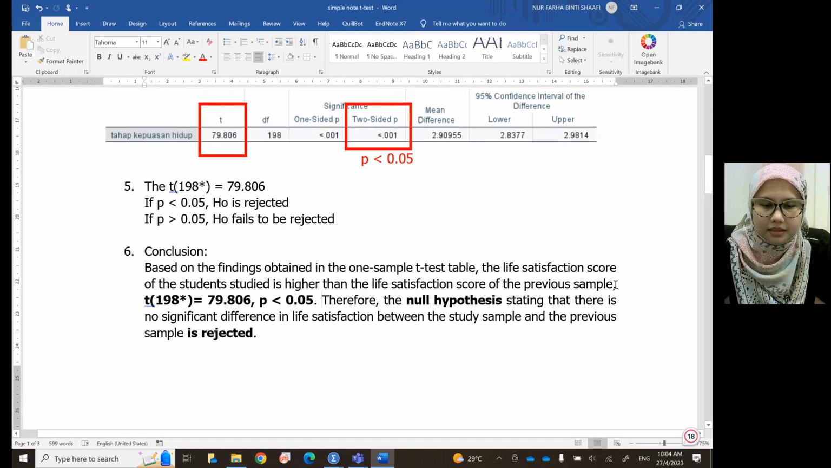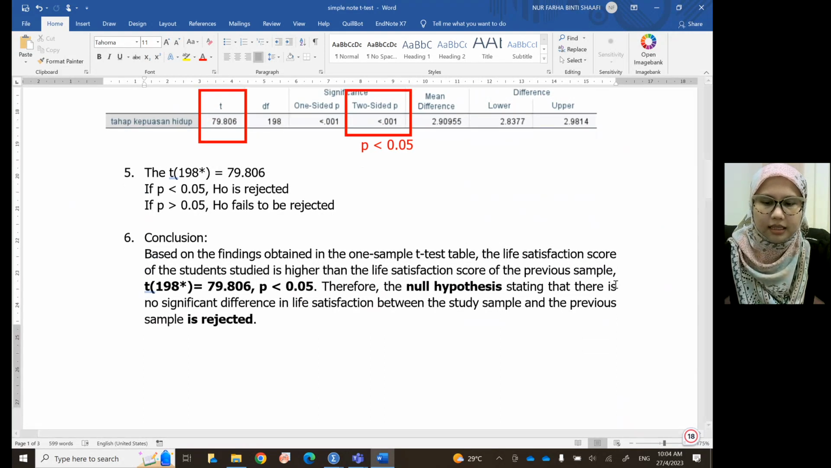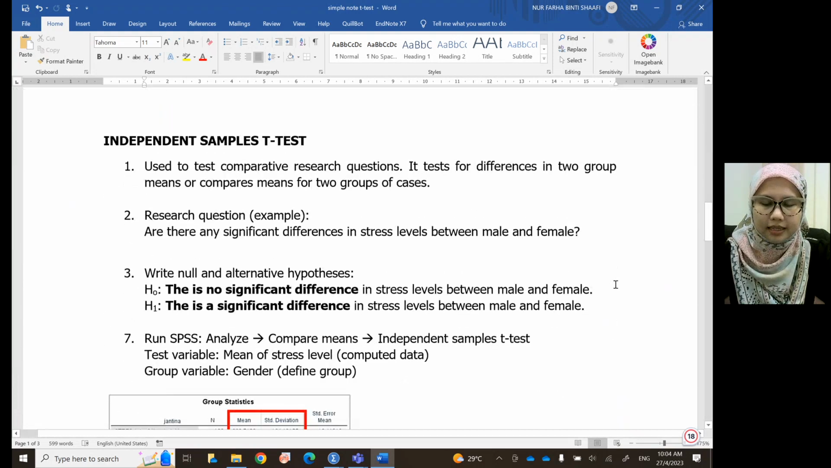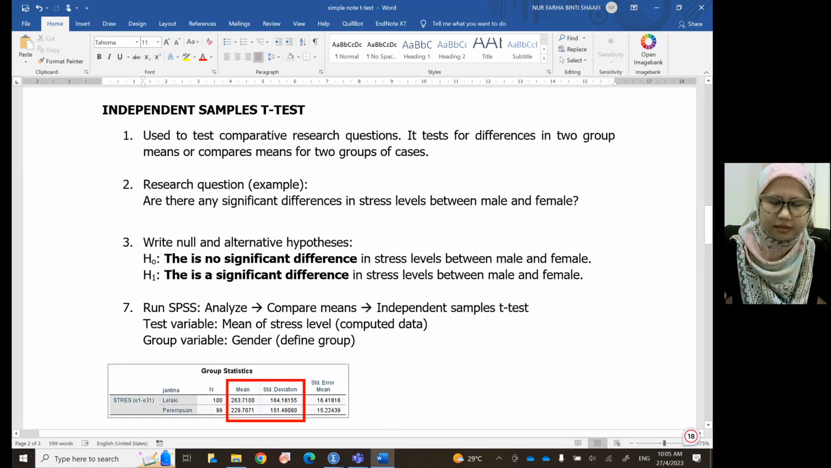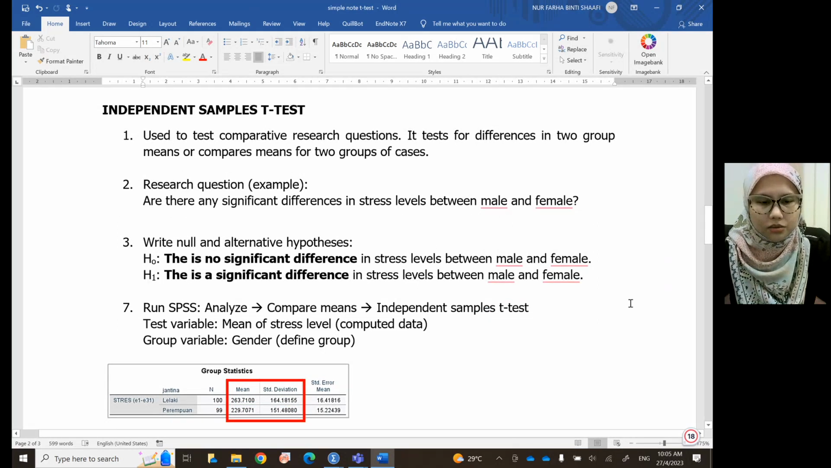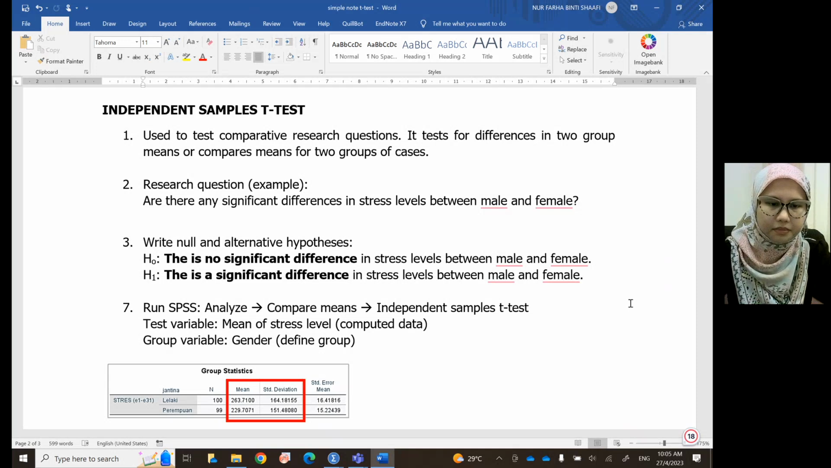For this one sample t-test, if you have questions, I will open a Q&A in ITEL as well. So you can comment in that Q&A if you have any problem or any question or any inquiries. So we now go to the independent sample t-test.